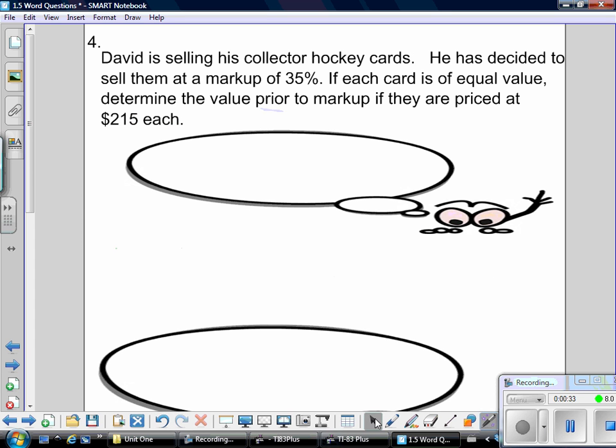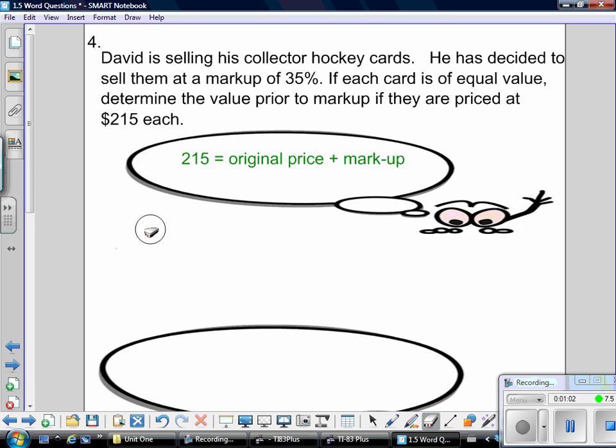Okay, so that $215 is after the markup's been given. So that means when I'm looking at that 215, it equals the original price plus the markup. Okay, so let's talk about markup. I don't know the dollar value of it. All I know is the percentage of it. So we're going to work with percent because we have enough information about that.